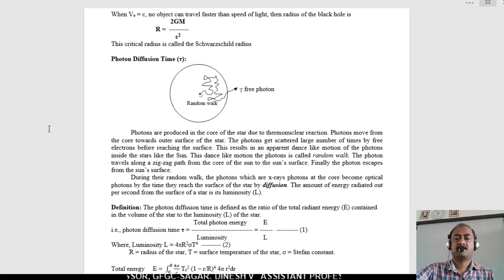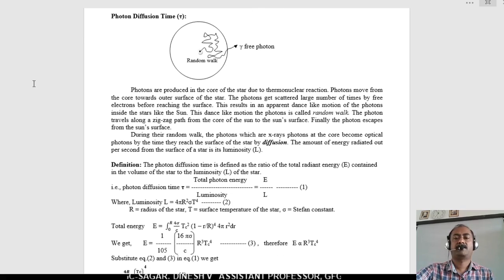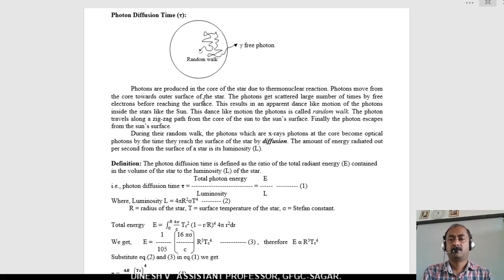Next expression is photon diffusion time. For this one, refer to the diagram here. Photons are produced in the core of the star due to thermonuclear reaction. Here photons move from the core towards the outer surface of the star.